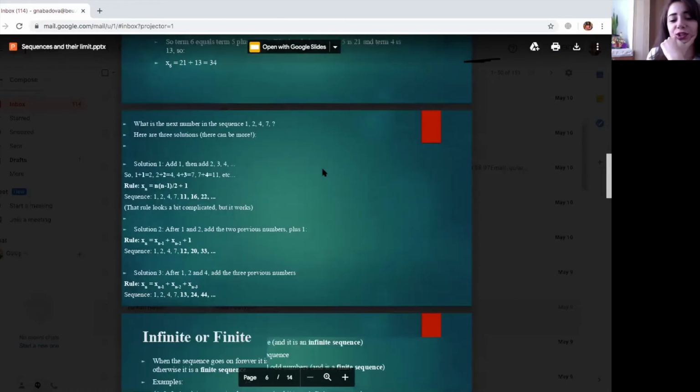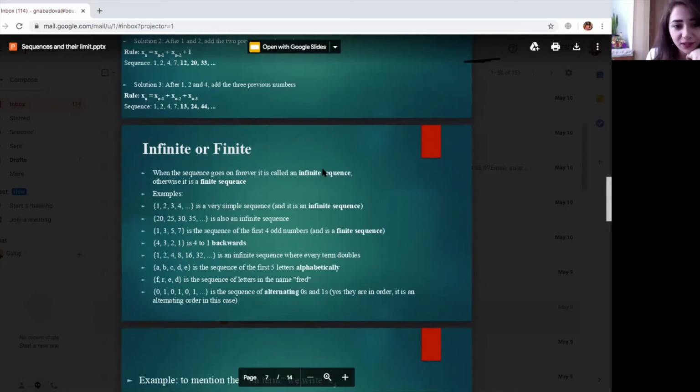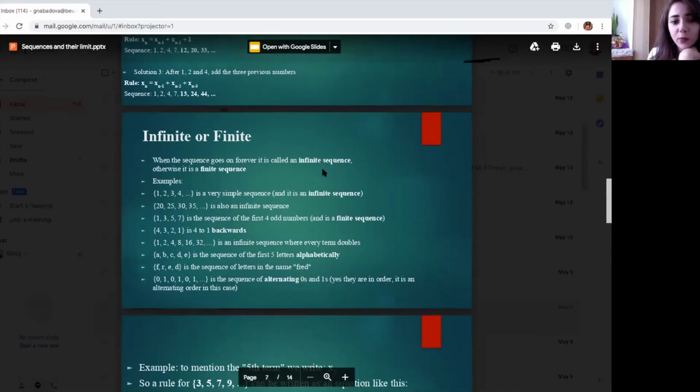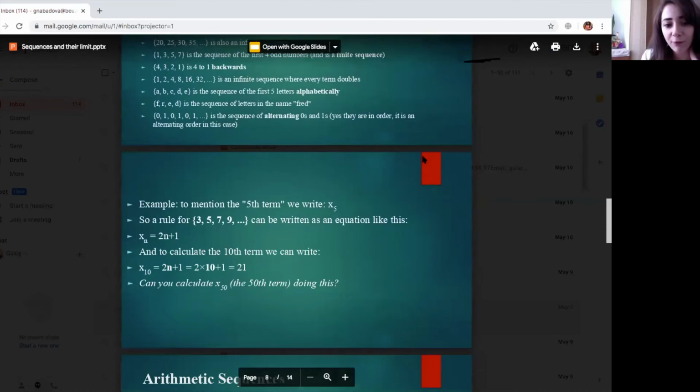And you also talked about infinite or finite series. Yes, when the sequence goes on forever, it's called an infinite sequence. This is the part of the examples. Here are the examples.